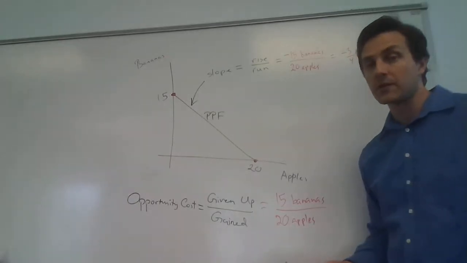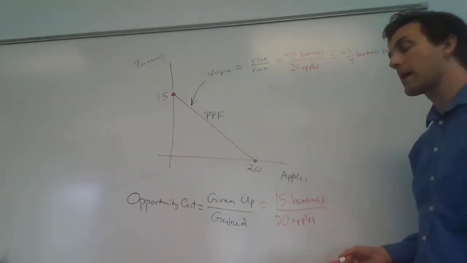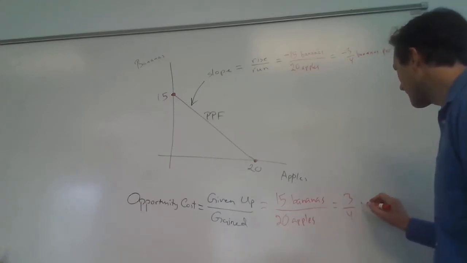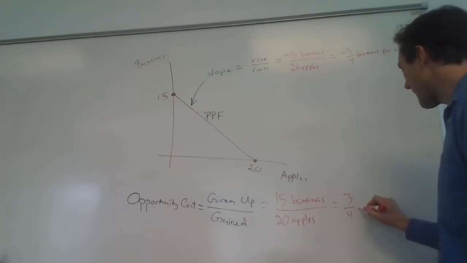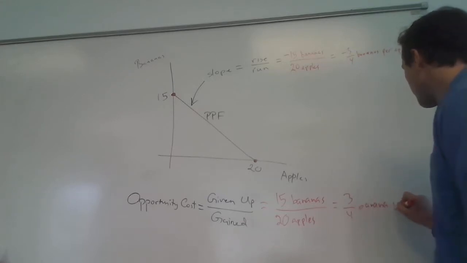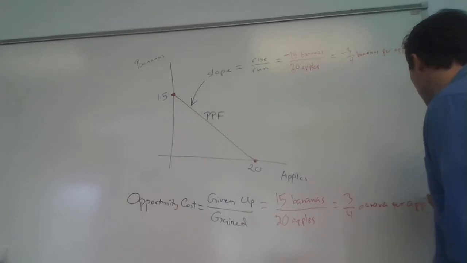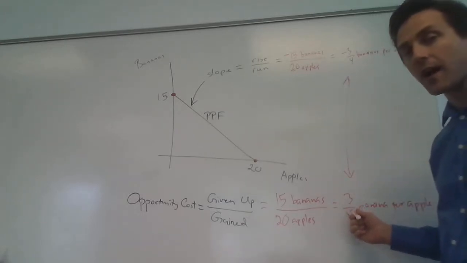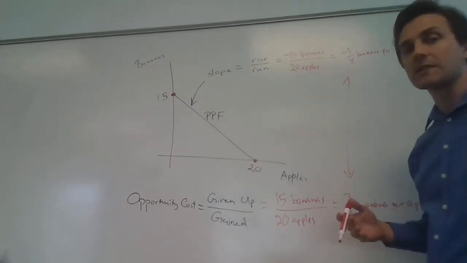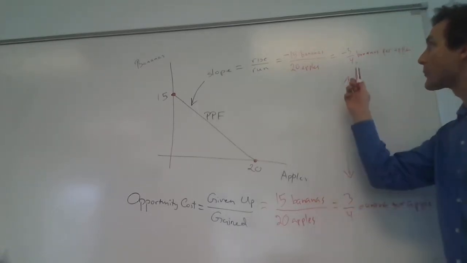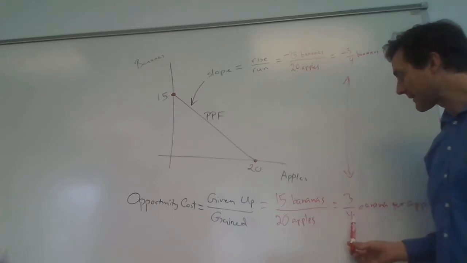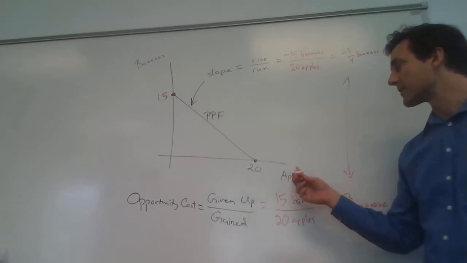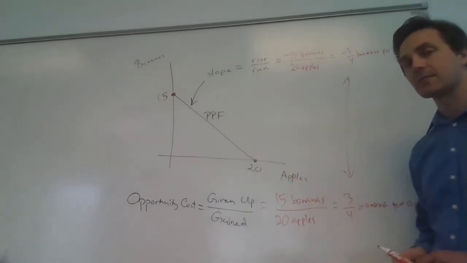This should look familiar. It's essentially what we did above, just without the minus sign. Again, we can reduce this to 3/4 of a banana per apple. So you can see that the opportunity cost is the same as the slope, just without the negative sign. That's why we take the absolute value of the slope, and that gives us the opportunity cost of the good on the horizontal axis.